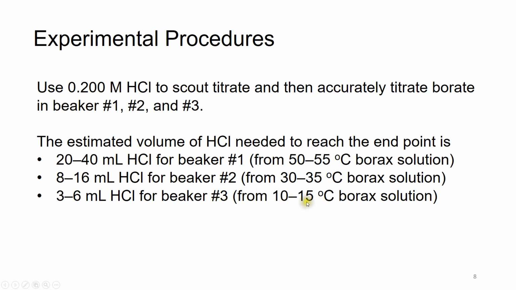For the third sample collected from the lowest temperature borax solution, we have the least amount of borax, and therefore we need the least amount of HCl for titration, about 3 to 6 milliliters. But again, you need to do a scout titration first, and then perform a more accurate titration.